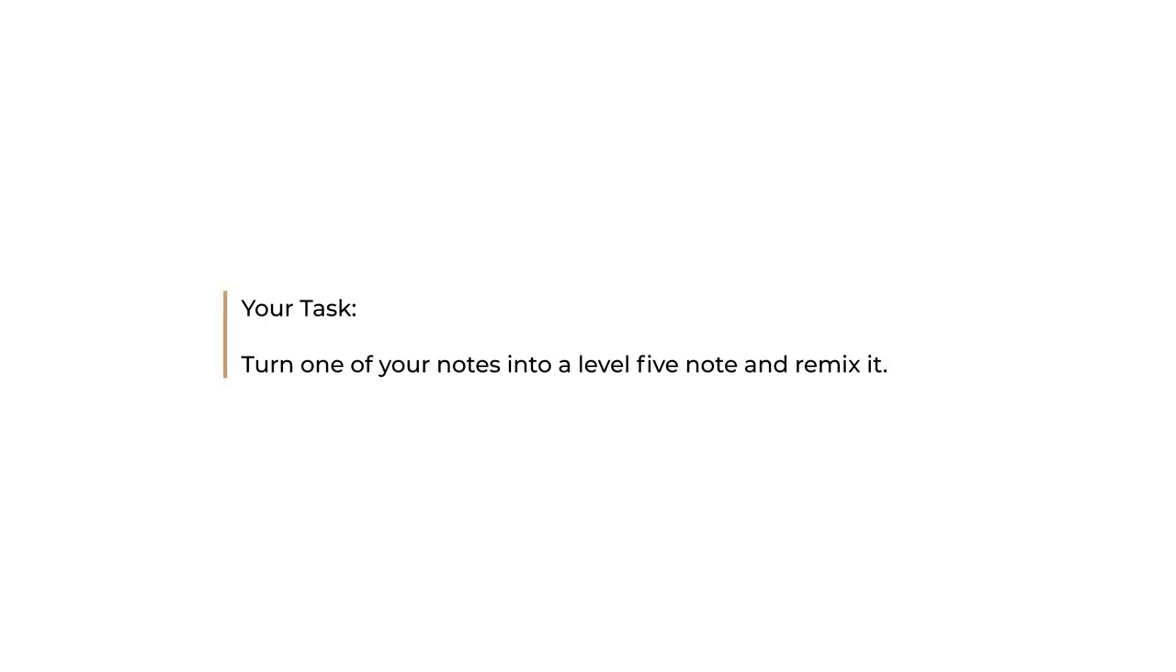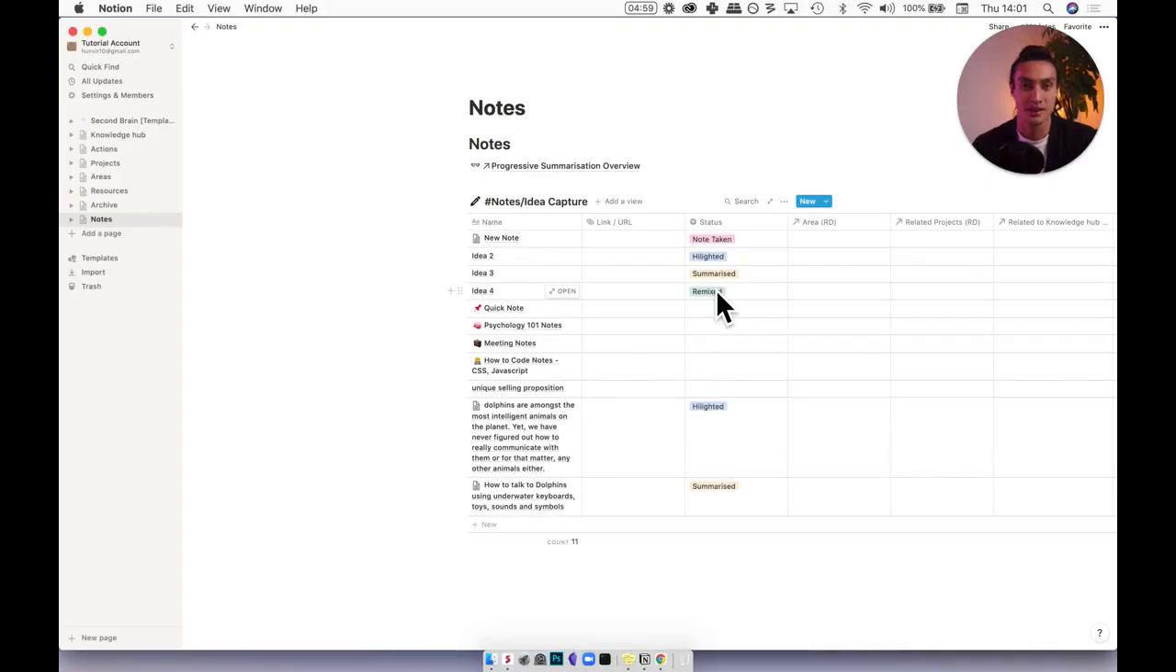Your task is simply to turn one of your notes into a level 5 note and remix it. If you want, you can share it with the group in the comments below, or you can share it on social media or with your friends. And that's an overview of progressive summarization. In the video using the Notion web clipper in Knowledge Hub, I captured a second article about landing page layouts. I wanted to make a resource from that to use it in all of my future website projects. So in the next video, I'll be showing you how to create a resource from the information that you capture in the Knowledge Hub.